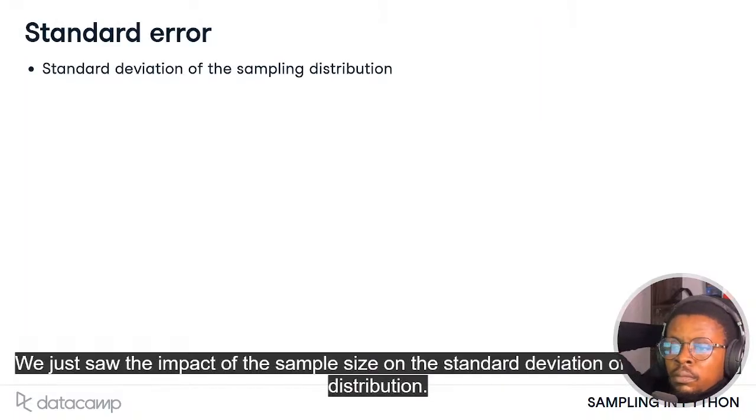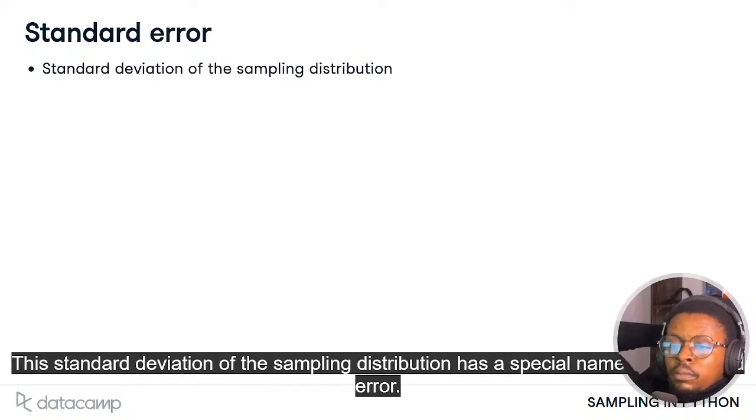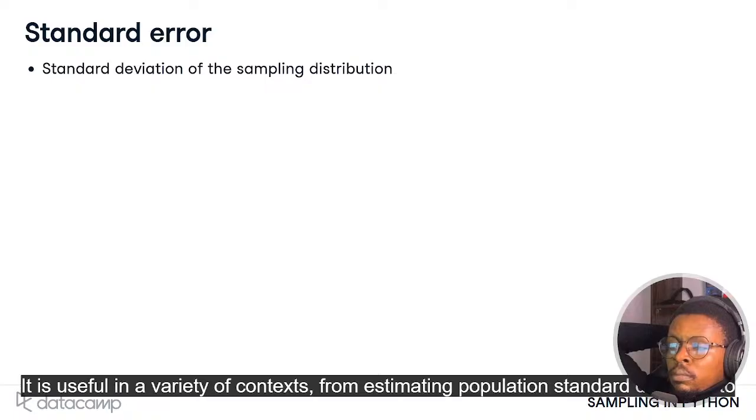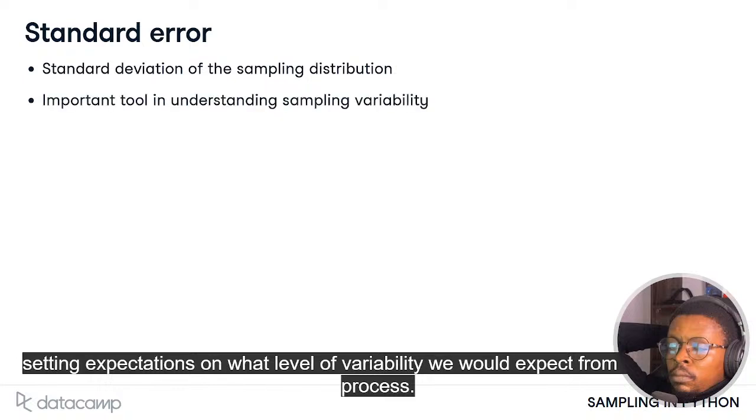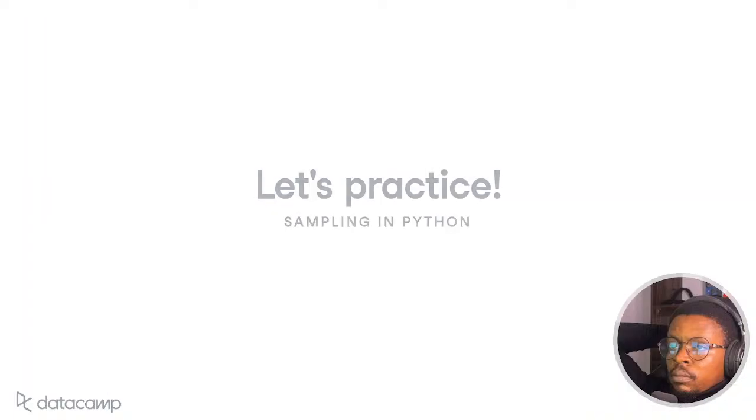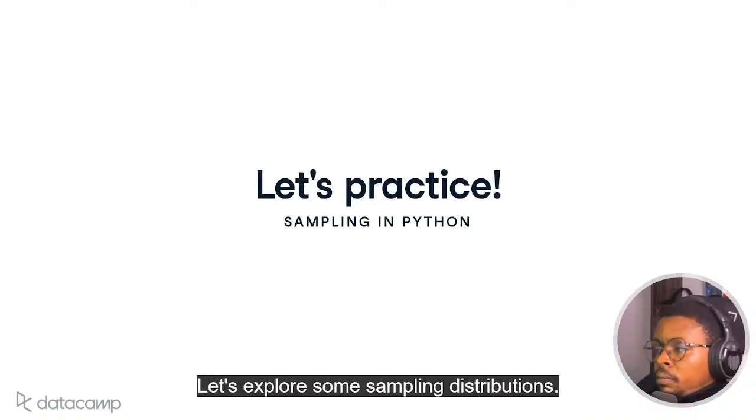We just saw the impact of the sample size on the standard deviation of the sampling distribution. This standard deviation of the sampling distribution has a special name, the standard error. It is useful in a variety of contexts, from estimating population standard deviation to setting expectations on what level of variability we would expect from the sampling process. Let's explore some sampling distributions.